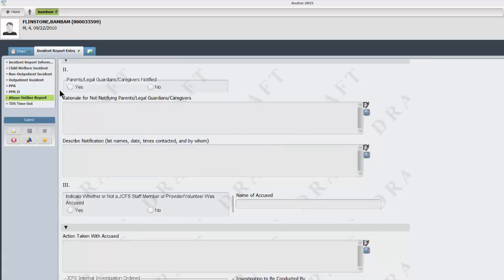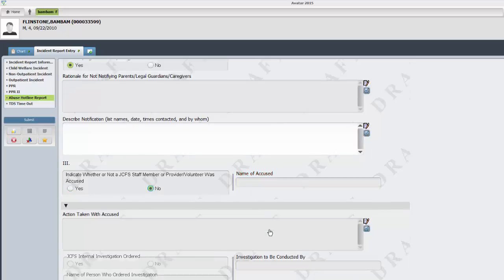Parents and legal guardians and caregivers, were they notified? Yes or no? So if not, then why not? If they were, then who did you talk to, when, and who spoke to them? If a JCFS staff member or a volunteer was accused, then you would click yes, and then we would need the name of the accused and the action taken. If not, those fields would gray out.